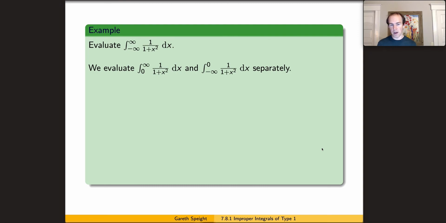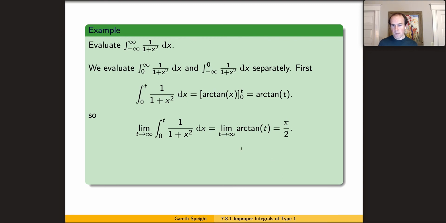So if we start with 0 to infinity, that means we have to replace infinity by t, work out the answer in terms of t, and then take the limit. So if we look at the integral from 0 to t of 1 over 1 plus x squared, that is a standard one, which is arctan x. We plug in t, we plug in 0. We get arctan of t, and then arctan of 0 is, of course, 0. So we're left with arctan of t. And then we have to let t go to infinity in this. So that means we have to let t go to infinity in arctan t.